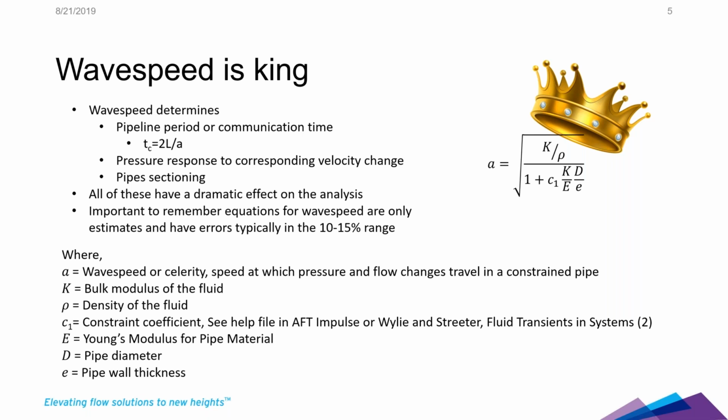I would recommend looking into AFT Impulse's help file, or Wylie and Streeter, the good book of fluid transients. This is the book that is referenced in every other book. This is kind of the original source material. They talk about constraint coefficients and all of that and what those mean, what types of systems they work on. That's essentially changes depending on your pipe supports. We're going to talk about Young's modulus for pipe material, pipe diameter, and pipe wall thickness. So all of those matter.